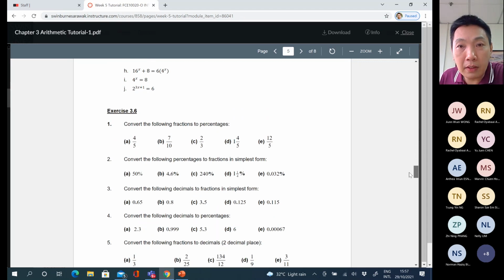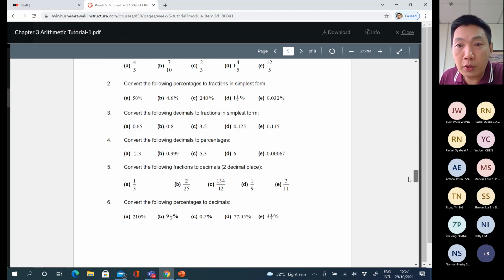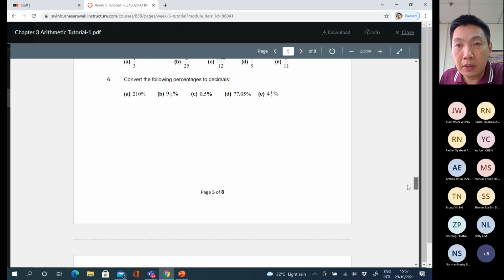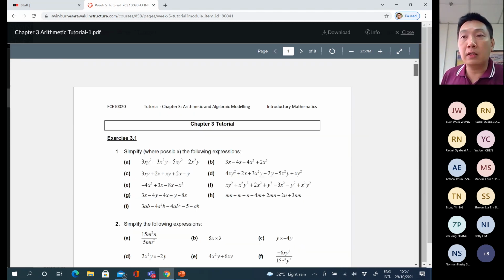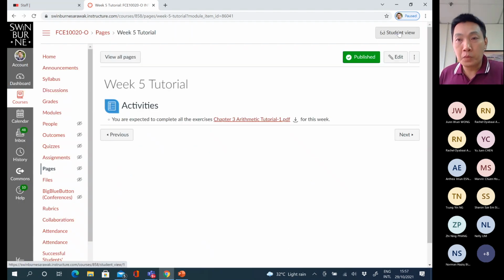3.4 and 3.5 not yet. 3.6, yes, you should be able to convert the number into different formats. Only 3.4 and 3.5 we can discuss in the following week. And then I think just now Adrian has one question on the practice exercise.